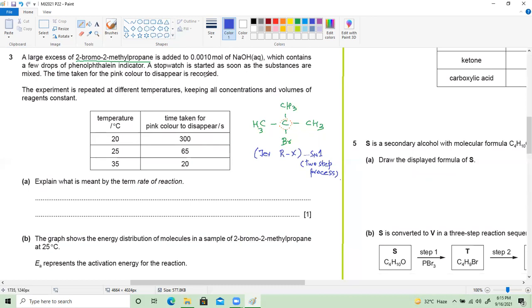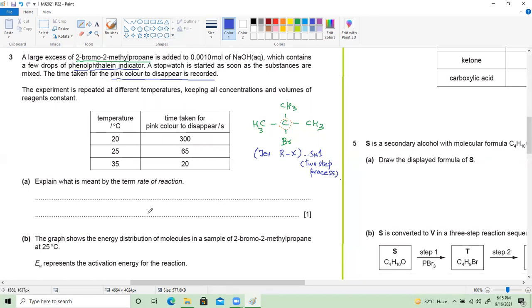So a large excess of this 2-bromo-2-methyl propane is added to 0.001 mole of sodium hydroxide, which contains a few drops of phenolphthalein indicator as well. A stopwatch is started as soon as the substances are mixed. The time taken for the pink color of the phenolphthalein in alkali to disappear is recorded. The experiment is repeated at different temperatures, keeping all concentrations and volumes of the reagents constant.